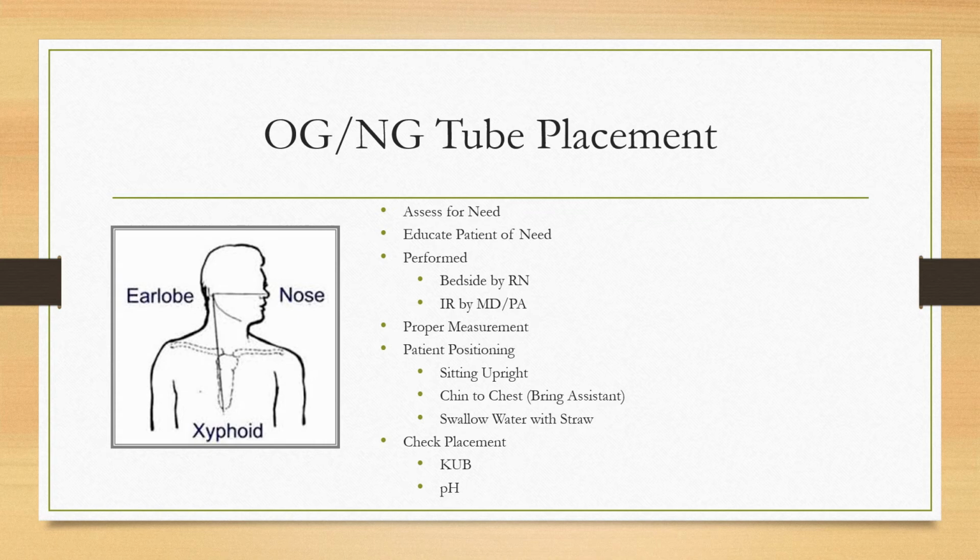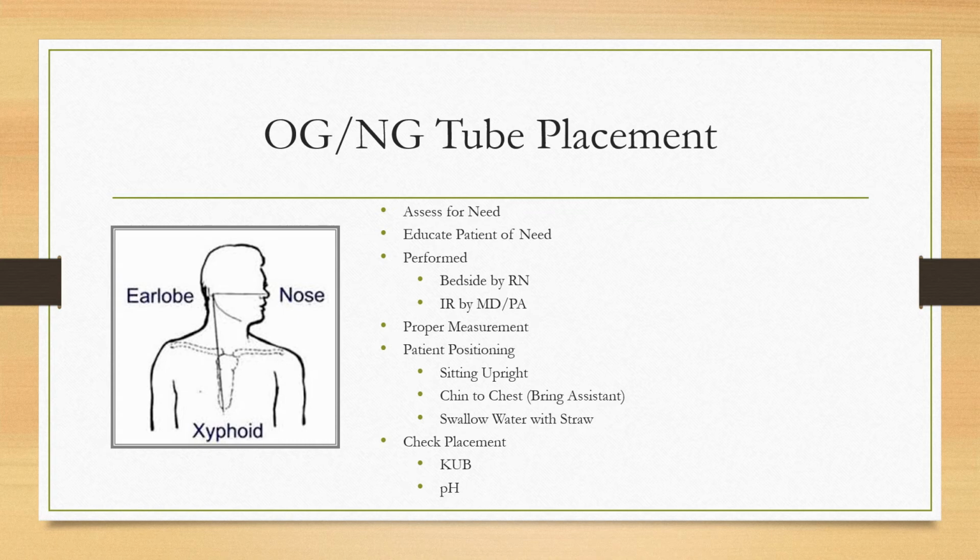Checking placement. So how do we check the placement of this tube? So we can attach a syringe to the end of the tube and try and aspirate gastric contents. So we'll see gastric contents coming up the tube. The other thing we can do is we can fill a syringe with air and attach it to the tube and compress the syringe while we're listening to the stomach, and we'll hear the air bubbling in the stomach. So we can do that.